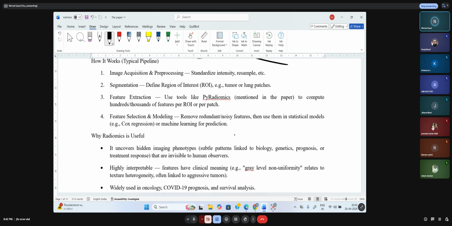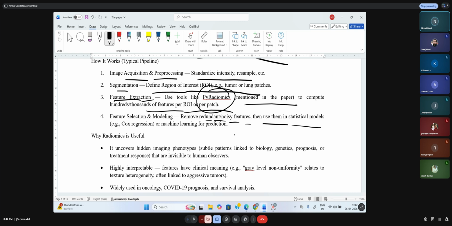So first we collect the image, pre-process the image, segmentation, region of interest, feature extraction using PyRadiomics, mentioned in the paper. That is one of the libraries which we can apply. Whatever the pixel intensity present in the images, we'll apply radiomics over it. Numerical representation of those. We'll remove the redundancy and noisy features, and use them in statistical models like Cox regression for machine learning for prediction. So ultimately, it's the basics of ML, the traditional techniques of ML. This is what radiomics is.